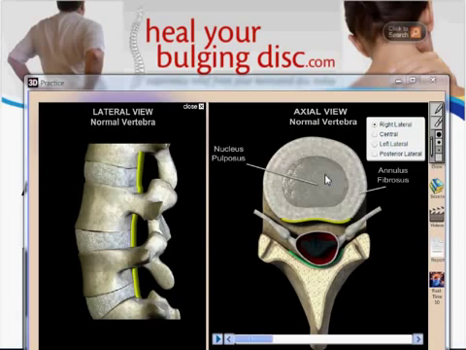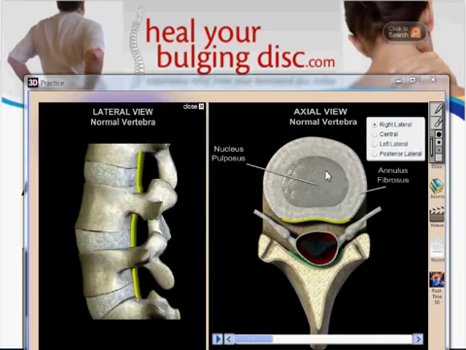Now, I want to talk just a second about the nucleus because this is going to be important when we talk about degenerative disc disease. The nucleus has a high water content, but also it stores oxygen and nutrients. So that way, if the disc is ever injured, those are there in order for it to heal properly.